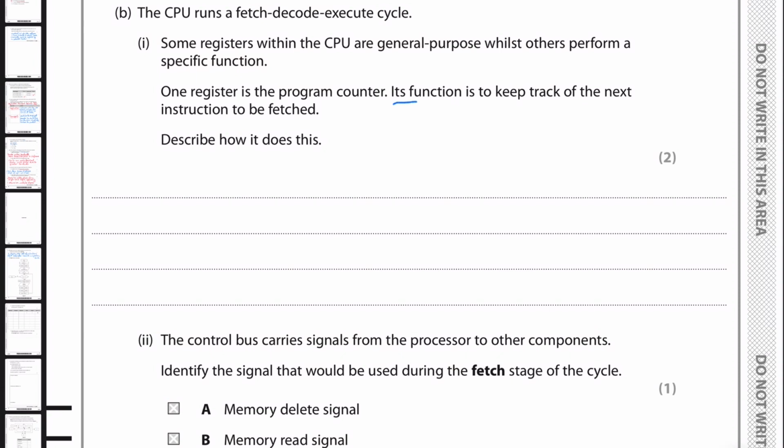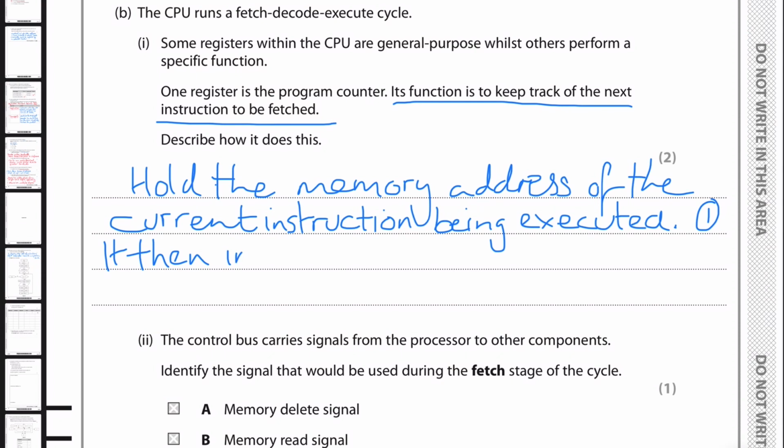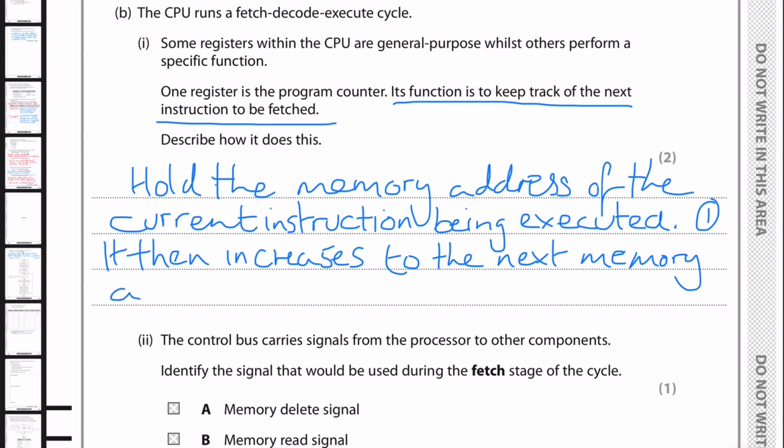Well, that's a bit weird because it tells you there. It keeps track of the next instruction to be fetched. What it does, it holds the memory address of the current instruction being executed. Okay, but that would only get us 1 mark. It's a 2-mark question. So it then increases or increments to the next memory address. It then increases to the next memory address after each instruction is completed.